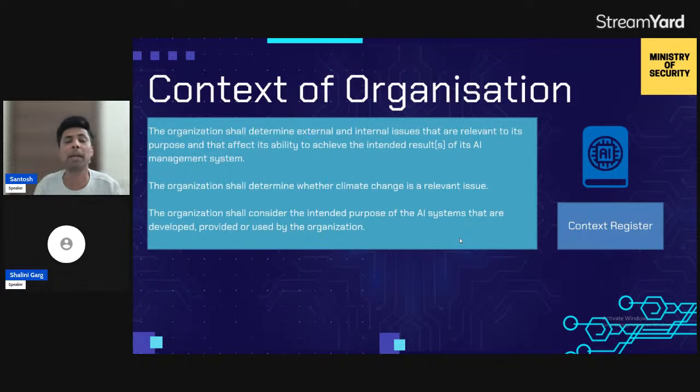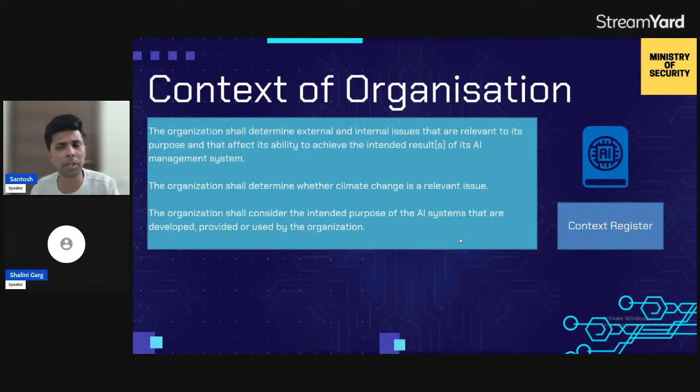So the first step in the process of getting certified for ISO 42001 is defining the context of the organization. Create a context register. On the right hand side, you find which document you need to create for achieving this. It's called the context register. In the context register, you can document all these, why it is being used and what are the potential external and internal issues.